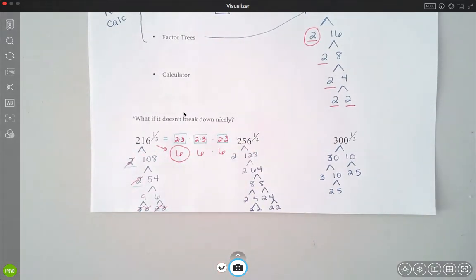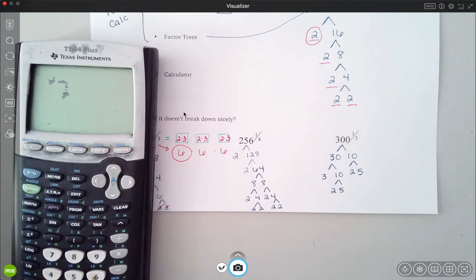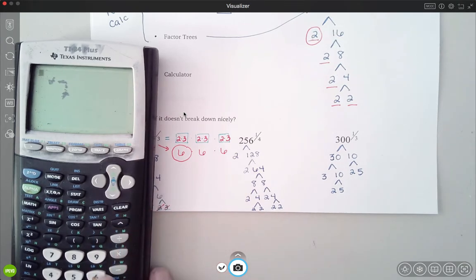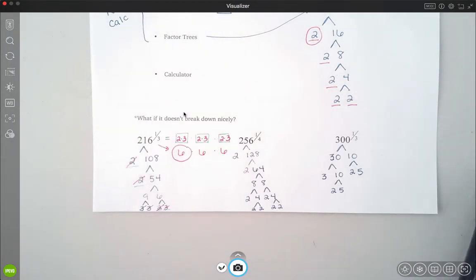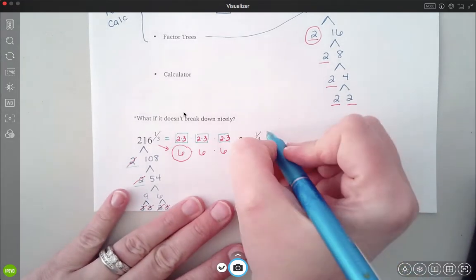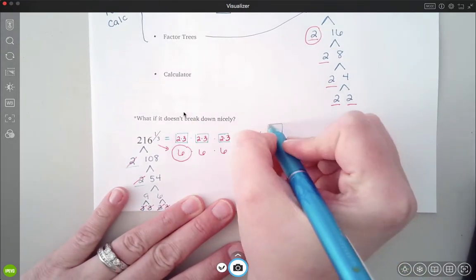Okay? And you can check that. Remember, that means that 6 to the 3rd power should be equal to 216, and it is. Okay? So what about something like this next one, where I have 256 to the 1/4? So I'm going to make 4 boxes this time.